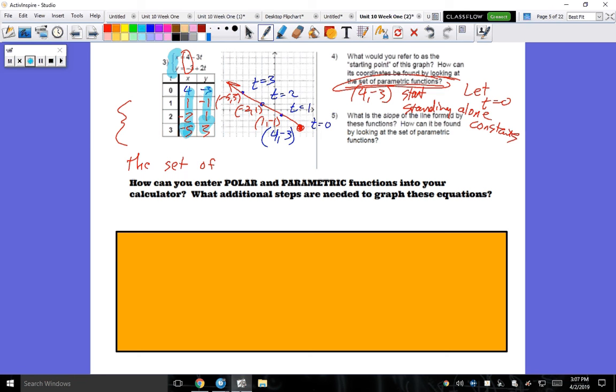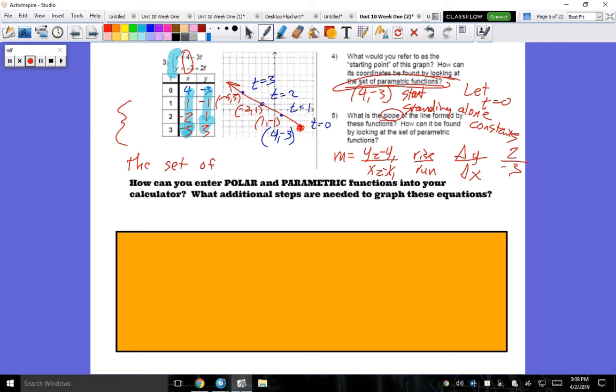Number 5 says, what is the slope of the line formed by these functions? Can someone tell me what the slope of the line is? Careful on this. Not negative 3 over 2. A lot of people say that. So slope is rise over run, or the change in y over the change in x. Can someone tell me what the change in y is? It's a positive 2. What's the change in x? Negative 3. So the slope is actually negative 2/3. And it's common for a lot of people to say negative 3/2. Okay? So just be careful with that.